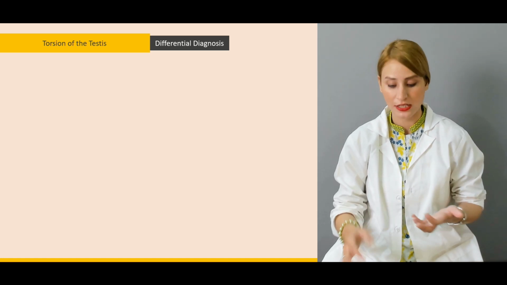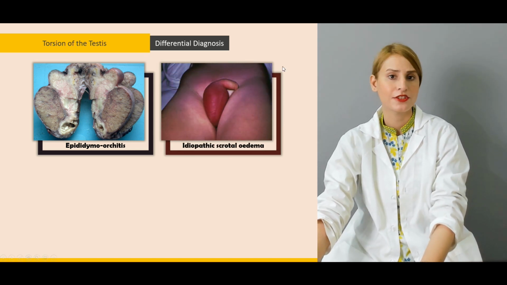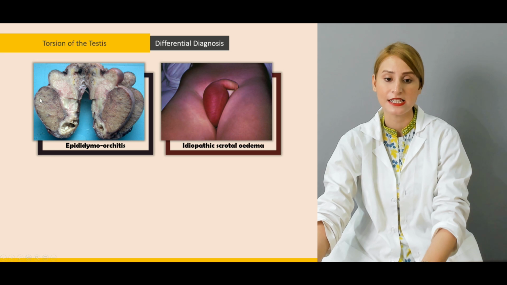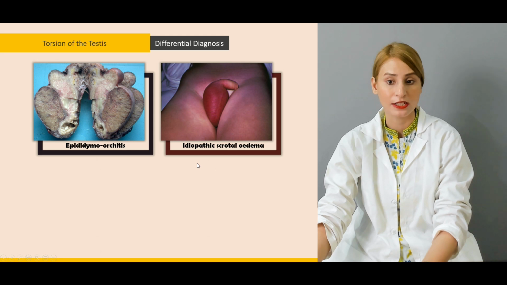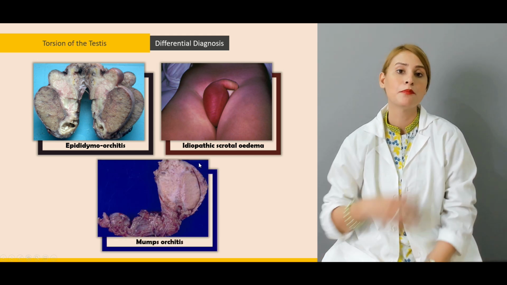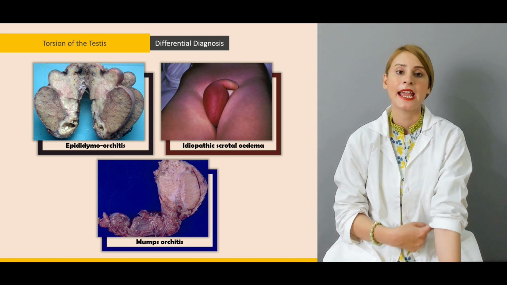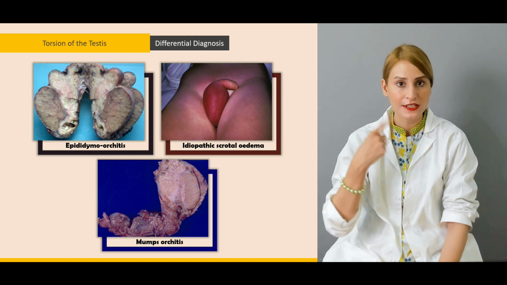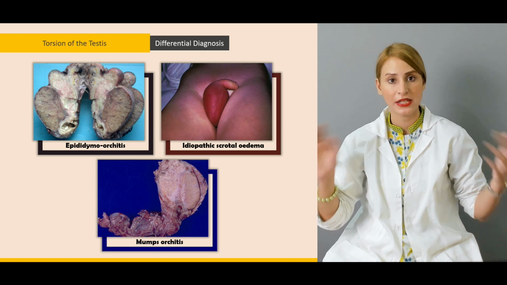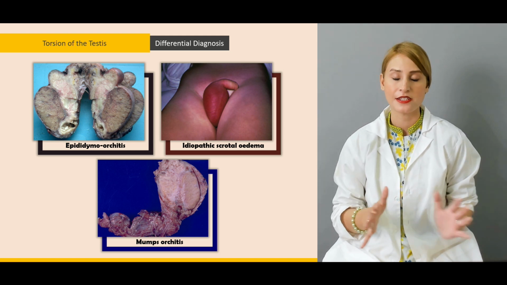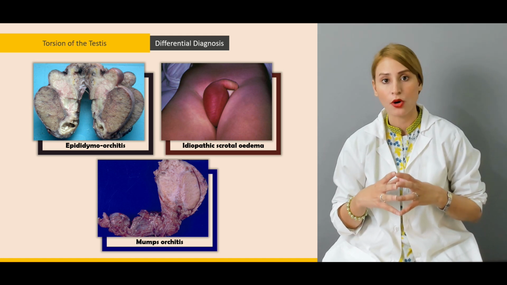But in case of the torsion, the pain would obviously aggravate. So you can see in the diagram, the differential diagnosis for the torsion of the testes would be epididymoorchitis. There can be idiopathic scrotal edema, or there can be mumps orchitis as well. Mumps is a kind of viral disease, and that can lead to parotid gland enlargement along with the orchitis. So the differential diagnosis coming into your mind about the testicular scrotal swelling would be epididymoorchitis, idiopathic scrotal edema, or the mumps orchitis.